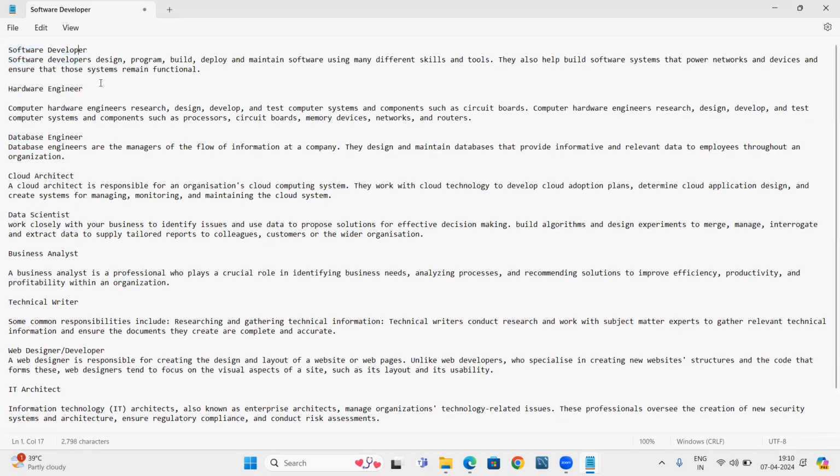First one is software developer. You need to understand what roles the software developer generally does. They generally design, program, build, deploy, and maintain software using many different skills and tools. They also help build the software systems that power the networks and devices and ensure that those systems remain functional. Basically, their role is to build the system, build the apps, and apps can be divided into different modules. They are mainly responsible for the coding part, by which they code, they build, they test, and after that they deploy in the specific region.